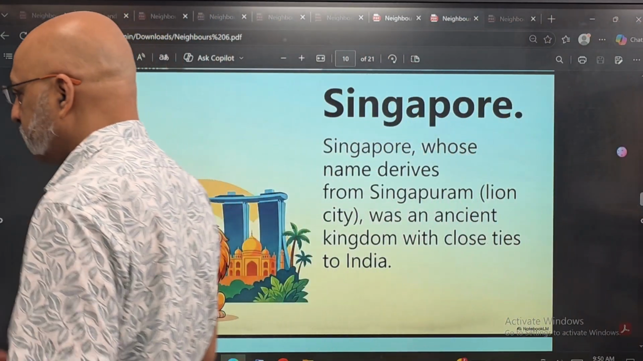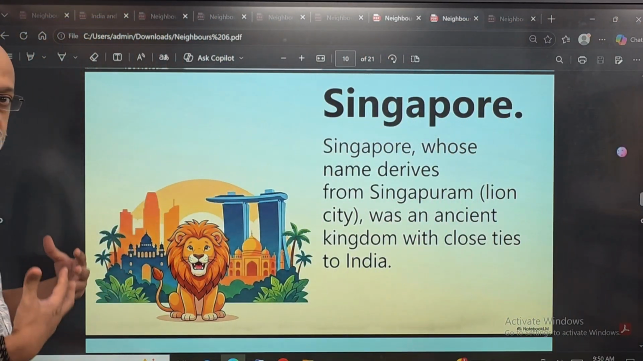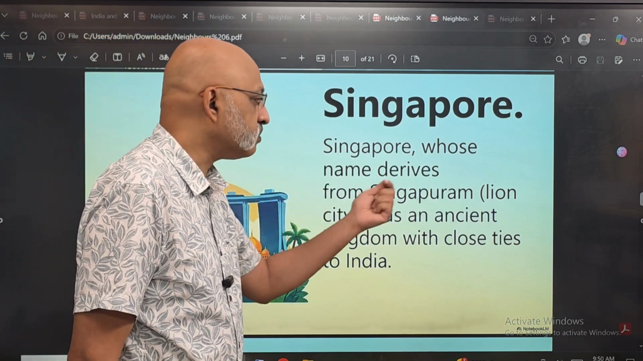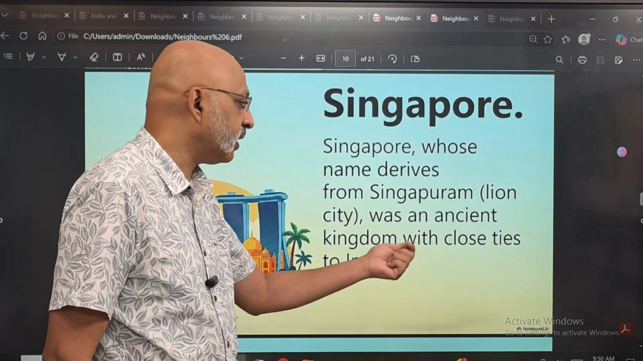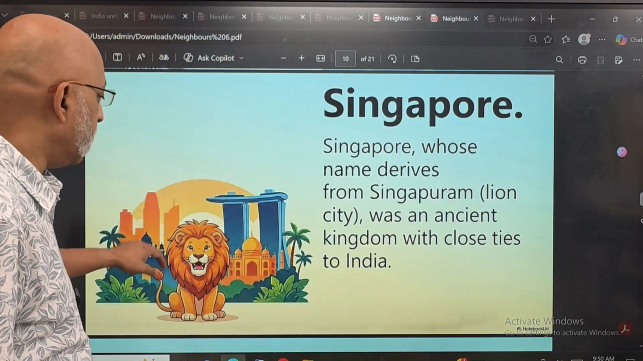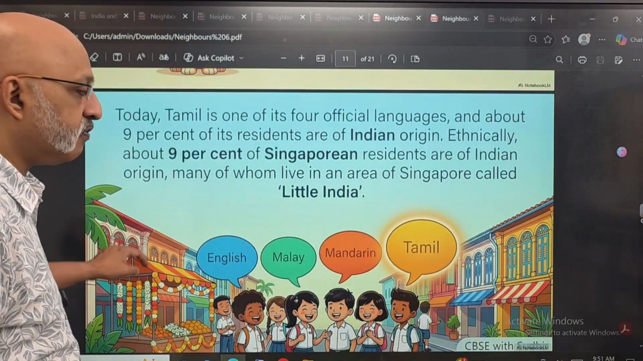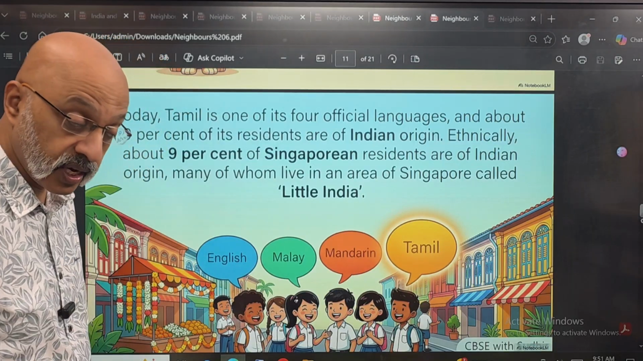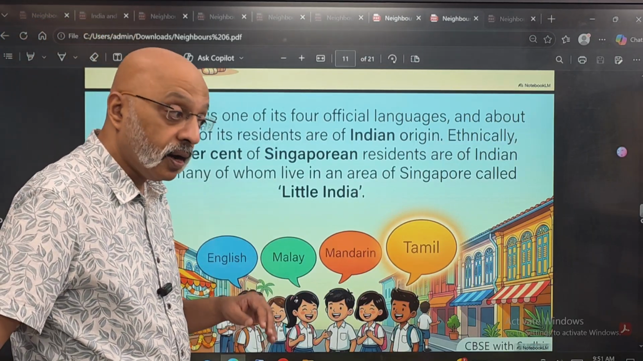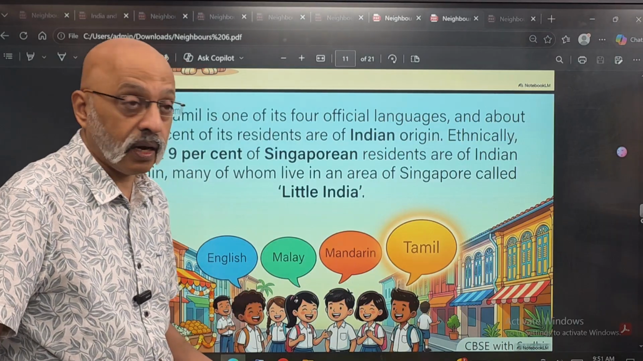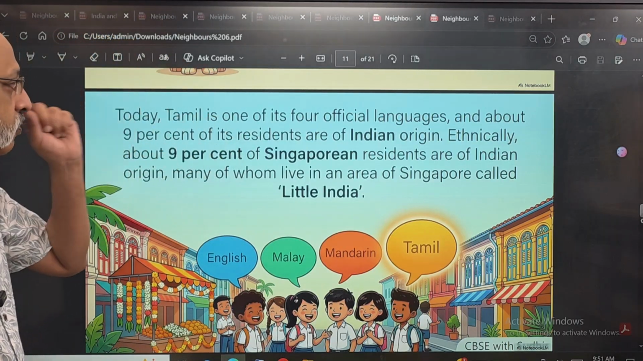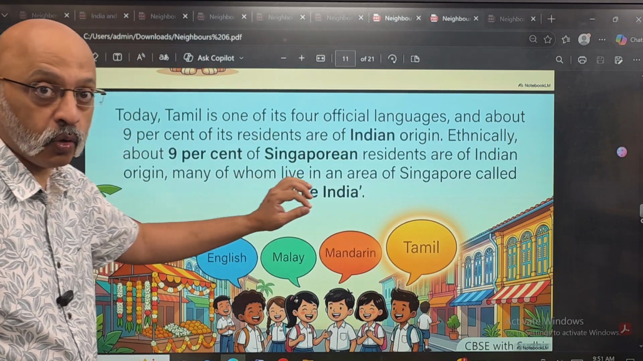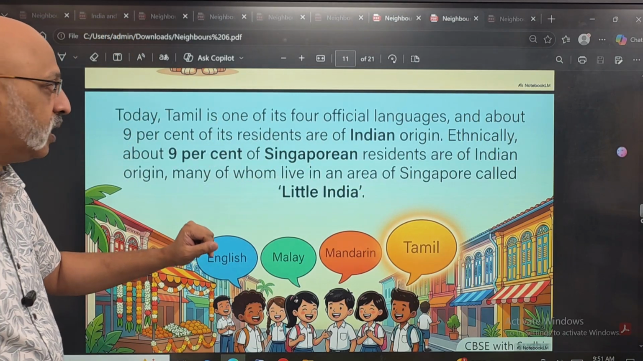Now, Singa means lion. That's how it gets its name. Singapore, whose name derives from Singapuram, Lion City, was an ancient kingdom with close ties to India. Today, you will see a lot of people who speak Tamil in Singapore. You have a lot of Tamil restaurants like Saravana Bhavan in Singapore. Tamil today is one of the 4 official languages, and about 9% of the population of Singapore is of Indian origin.